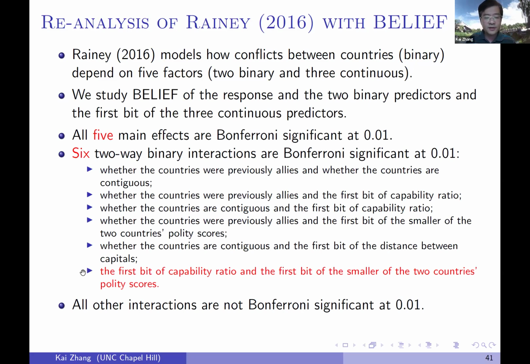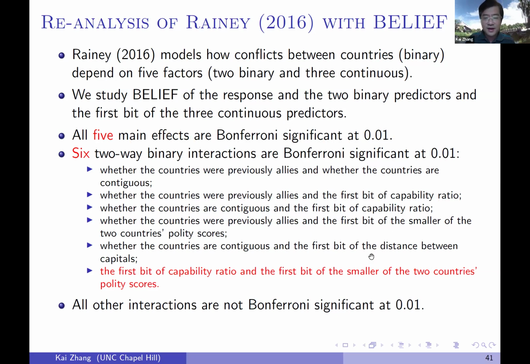One particularly interesting interaction term here is the interaction between the first bit of capability ratio, which is military capability, and the first bit of the smaller of the 2 countries' polity score. This variable measures the degree of dictatorship in the country. So this interaction means that if there are 2 countries with a huge difference in military capability, and at least one of the 2 countries is under dictatorship, then bad things may happen.